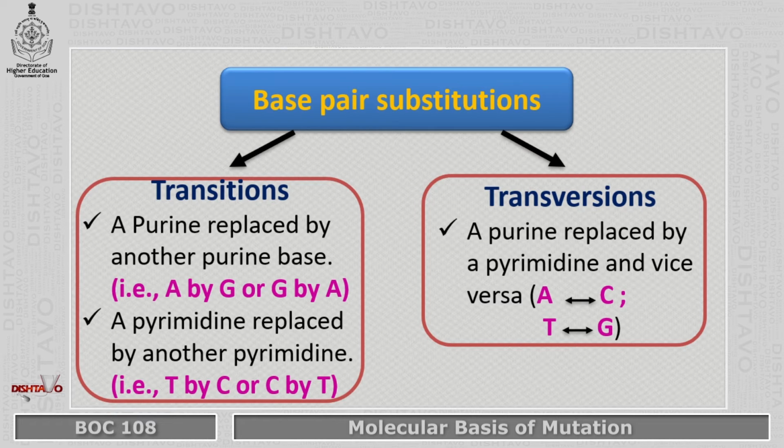The other type of base pair substitution is transversions. In transversions, a purine is replaced by a pyrimidine and vice versa. So, adenine can be replaced by cytosine and vice versa, and thymine can be replaced by guanine and vice versa.